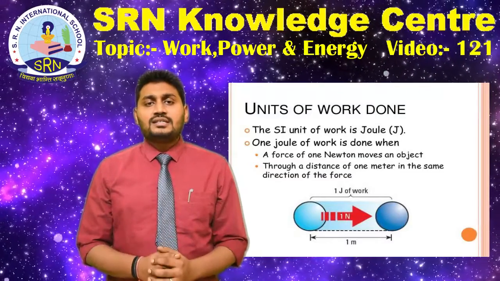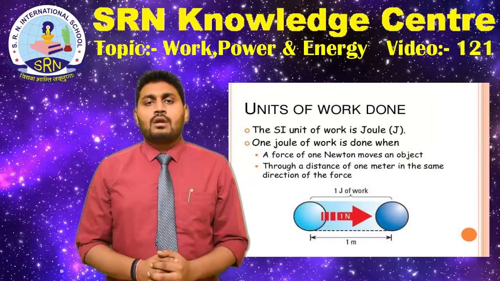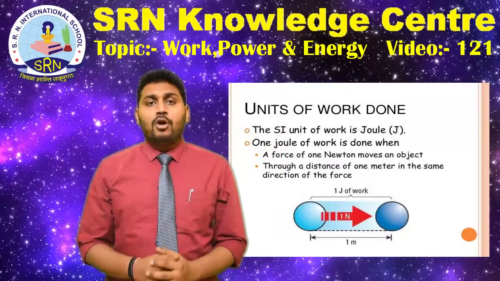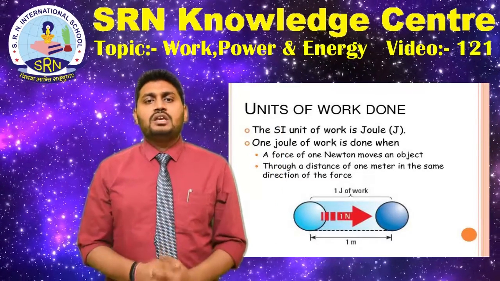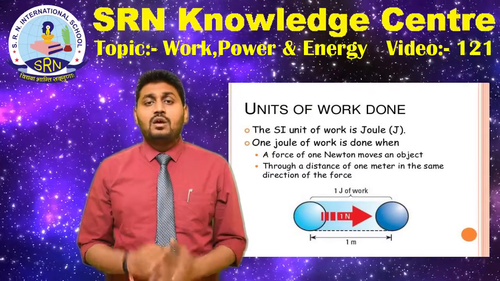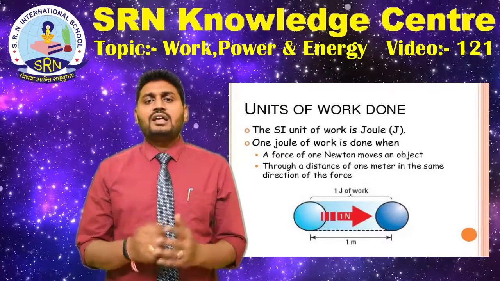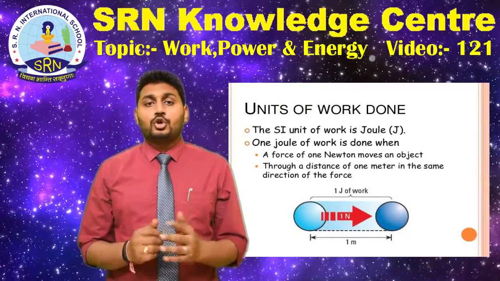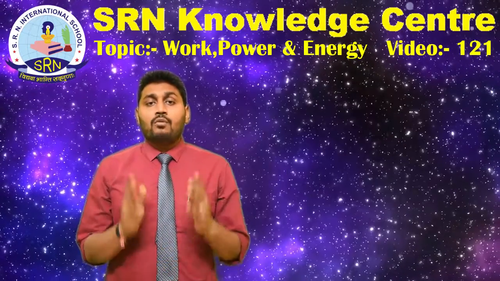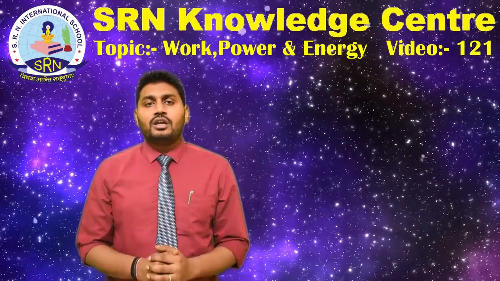Now, the question is, define 1 joule. When a force of 1 Newton moves a body through a distance of 1 meter in its own direction, then the work done is known as 1 joule. The SI unit of work is joule, which is denoted by letter capital J. Work is a scalar quantity.